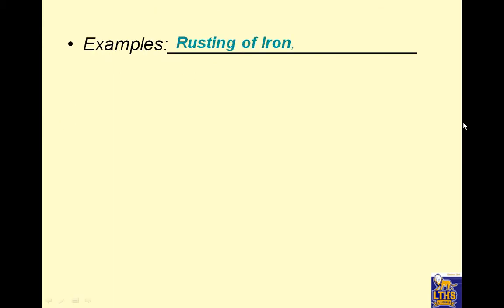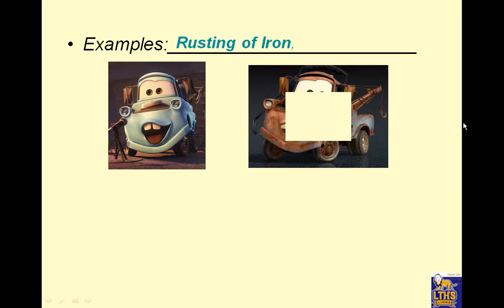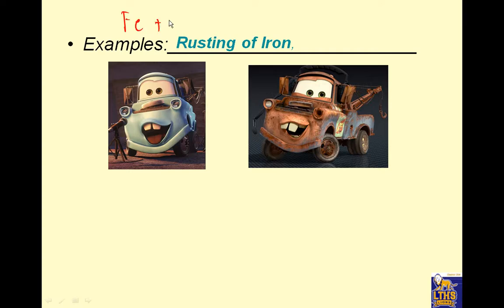Okay, so here are some examples. Rusting of iron is iron plus oxygen turning into iron oxide. And of course we have 2 of those and 3 of those and 4 of those. It's a spontaneous reaction that occurs in that direction.